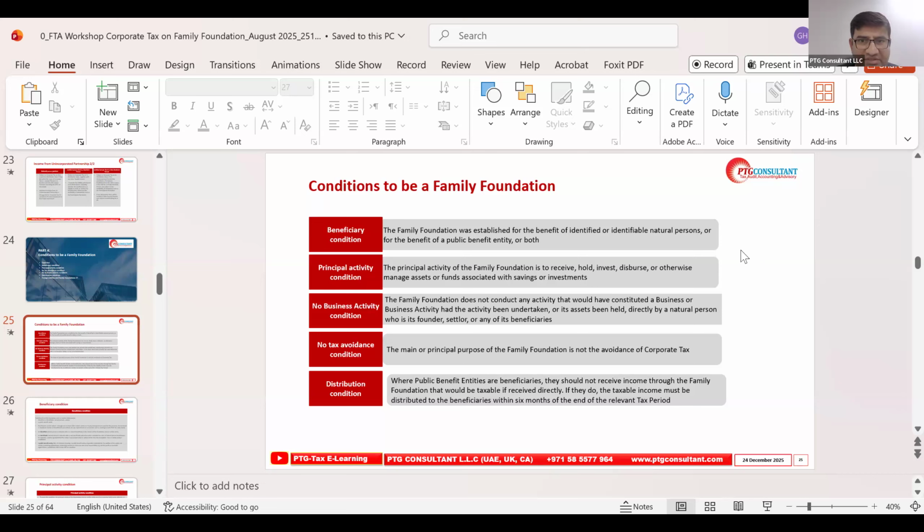Okay, there is another Excel file that I'll share shortly. So far the main area is already covered: the beneficiary condition, principal activity, and what working paper is required. The working paper, which details what is to be fulfilled, has also already been shared. The no business activity condition we already understand through the quiz. So which activities will break this condition?